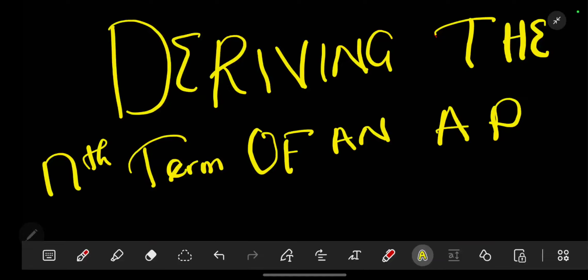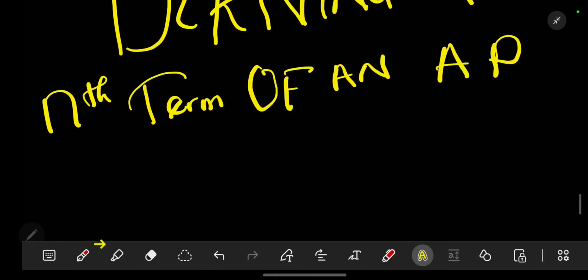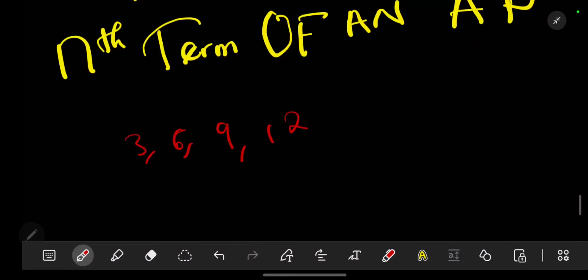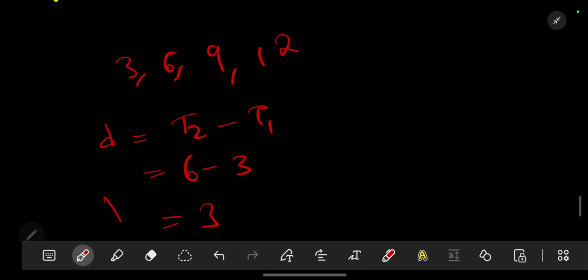So here today we are going to be deriving the nth term of an AP. If you have, let's say, the sequence 3, 6, 9, 12, you can tell that the common difference is equal to term number 2 minus term number 1. This gives us 6 minus 3, which is 3. So this is our common difference.